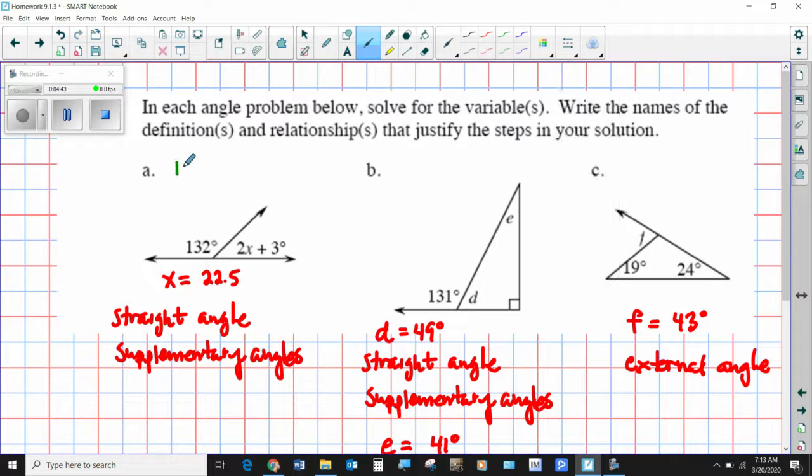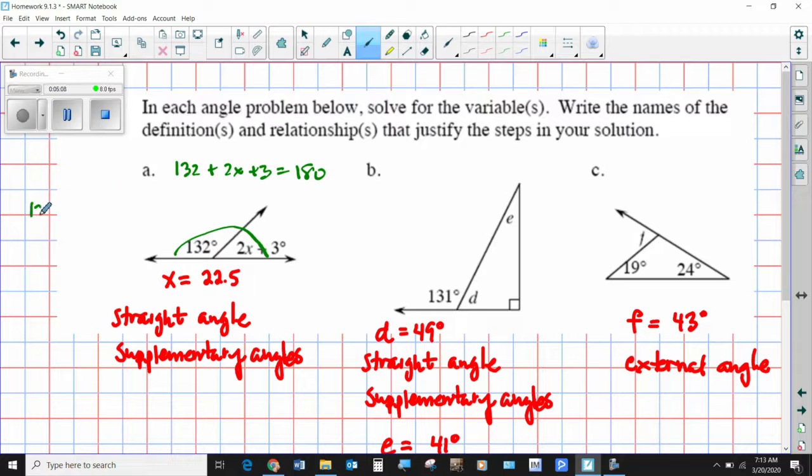So if I take 132 plus 2x plus 3, I'm going to say that those are equal to 180 degrees because I know that they together form a straight angle. So you would combine like terms, subtract 135 from each side, then divide by 2, and we get x is equal... I'm not sure that that's right. Hold on for a second. Let me show this work.